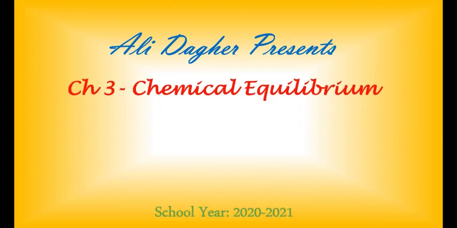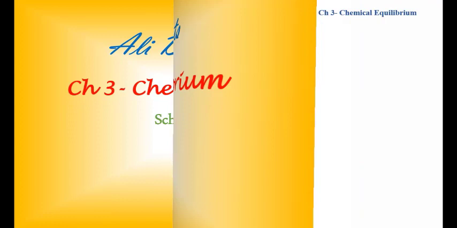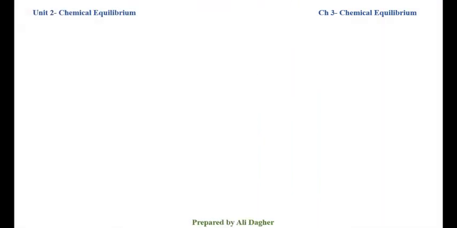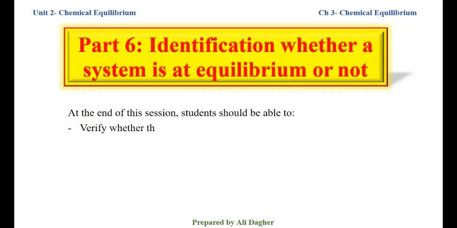Chapter 3, Chemical Equilibrium, Class Life Sciences, Part 6: Identification of whether a system is at equilibrium or not. At the end of this session, students should be able to verify whether the system at instant t has attained the equilibrium state or not.